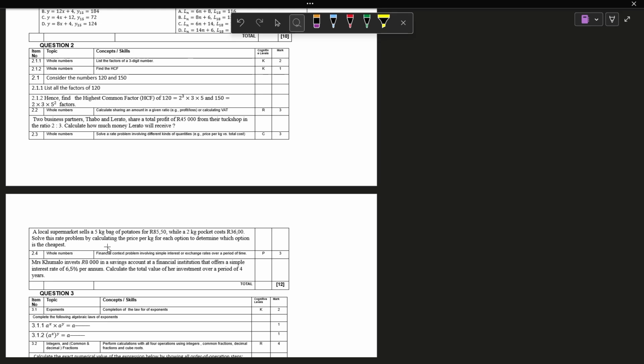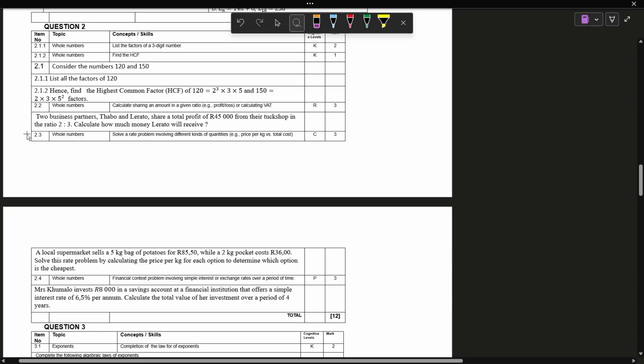Okay, great. Now we move to question number 2. And here is what we had asked. The concept in question 2 is usually for us to find the highest common factor and the lowest common multiple. Usually you'll be given two numbers, like in this case, 120 and 150. So firstly, you need to prime factorize them. That shouldn't be really difficult to do.